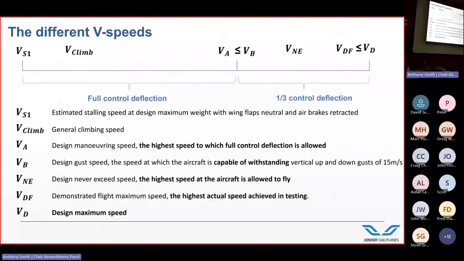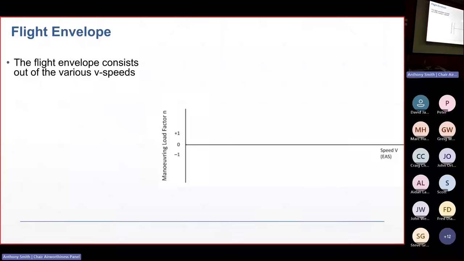So now we have to see how we calculate all of these speeds. It's quite an interesting matter. So therefore, have you ever heard about the flight envelope? The test pilots talk about it like an envelope, like you open it. But actually what you see is it consists of various speeds. So on the horizontal axis, we have speed. On the vertical axis, we have the loading. In other words, how many G's at a certain speed.